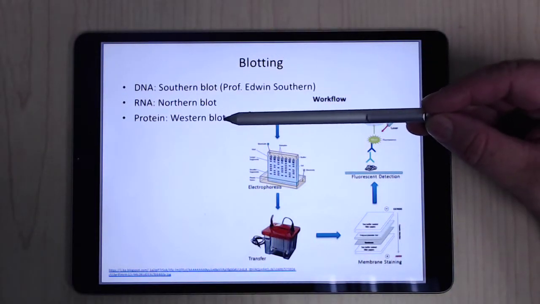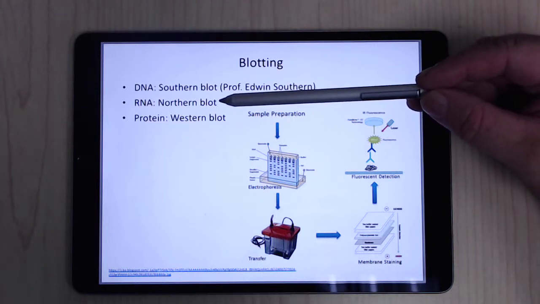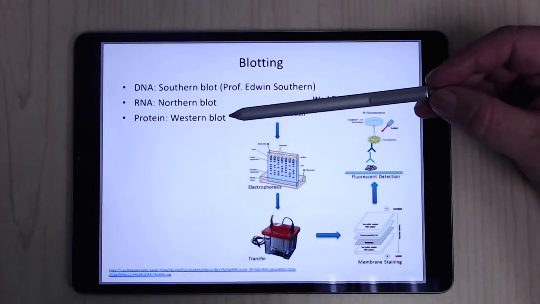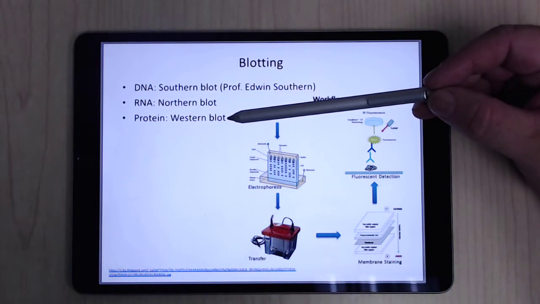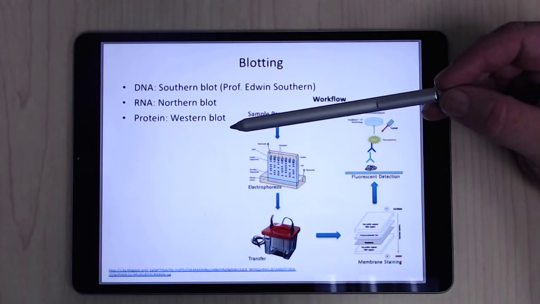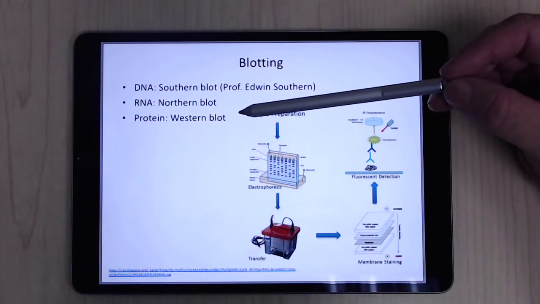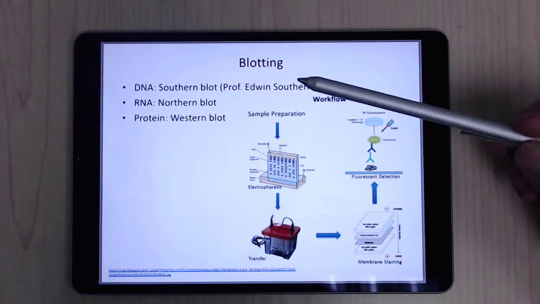Oh, and then proteins, because now we're talking about directions, they decided, hey, the term got coined Western blot. So if you hear about Westerns in the molecular biology sense, you're going to be doing this probing, but it all works the same way, right?